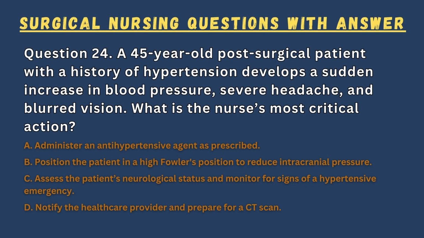Question 24. A 45-year-old post-surgical patient with a history of hypertension develops a sudden increase in blood pressure, severe headache, and blurred vision. What is the nurse's most critical action? A. Administer an antihypertensive agent as prescribed. B. Position the patient in a high Fowler's position to reduce intracranial pressure. C. Assess the patient's neurological status and monitor for signs of a hypertensive emergency. D. Notify the healthcare provider and prepare for a CT scan.